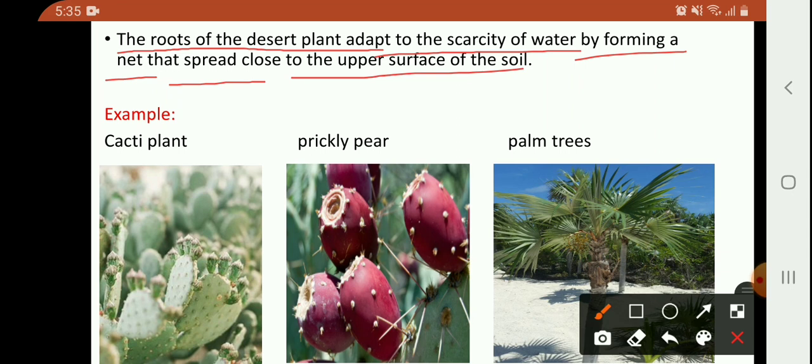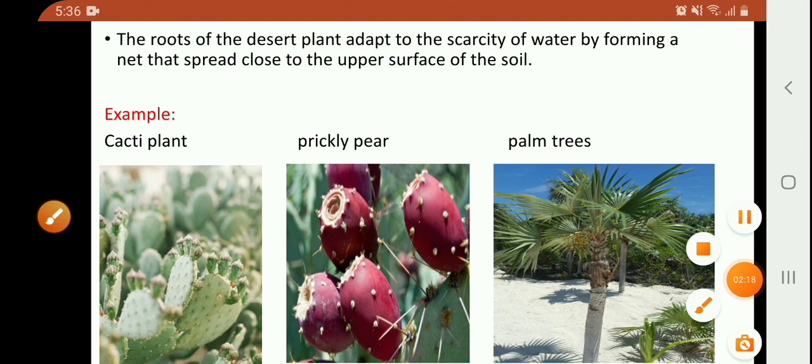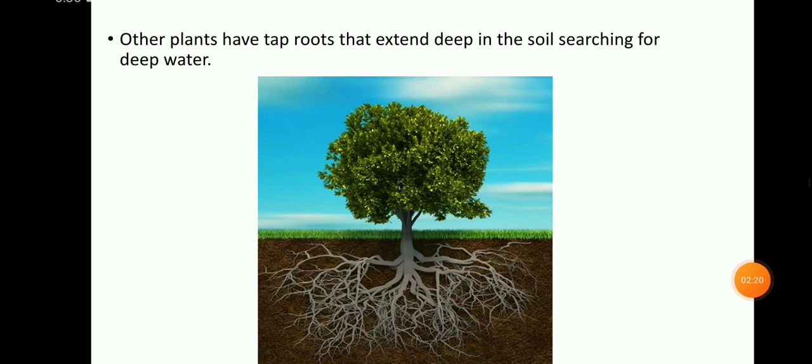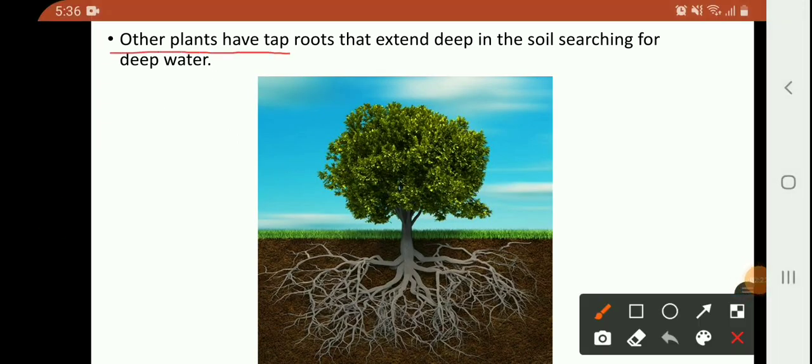Example of the desert plant: cacti plant، يلي هي شجرة الصبار مثل ما شايفين هون. Prickly pear، يلي هي هيدي الصبار كمان. Palm trees، شجرة النخيل. Other plants have tap roots that extend deep in the soil, مثل ما شايفين هون الروتس بتتمدد بعمق in the soil searching for deep water لتبحث عن المي.